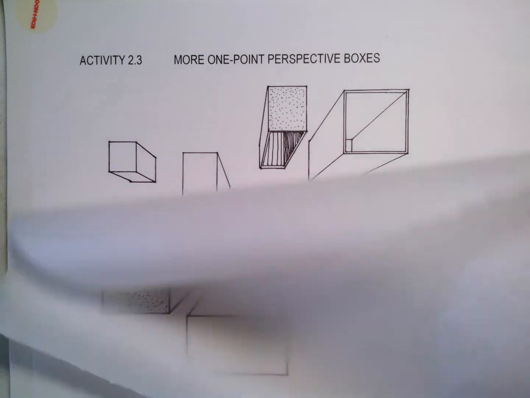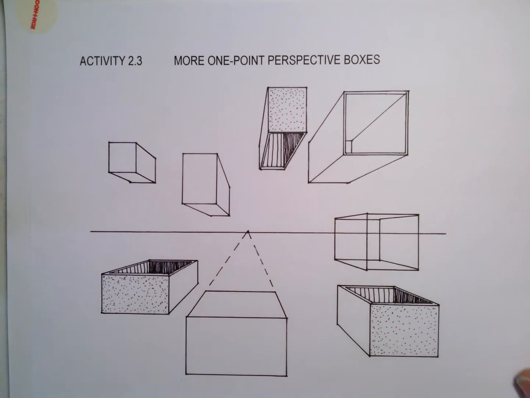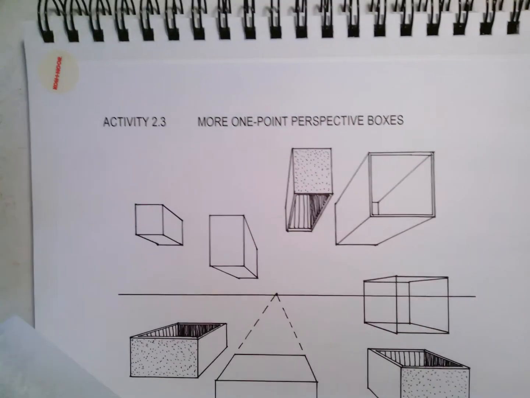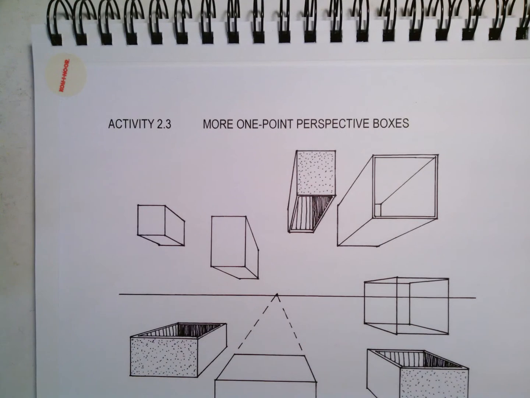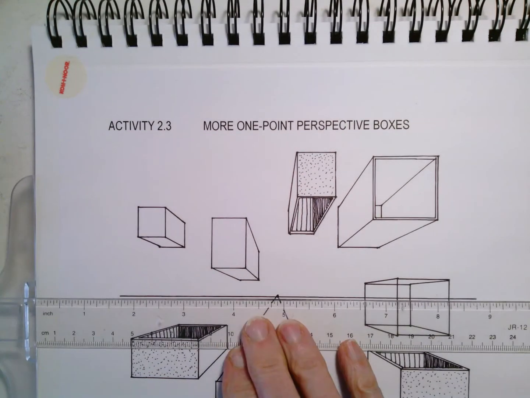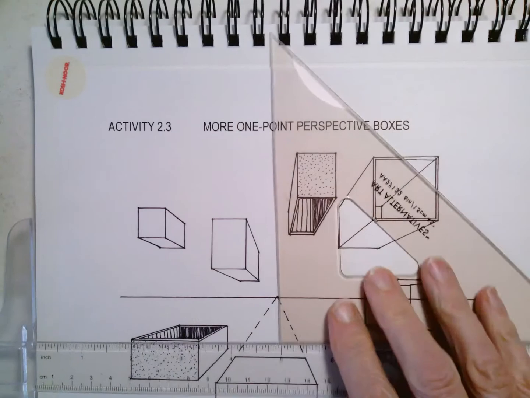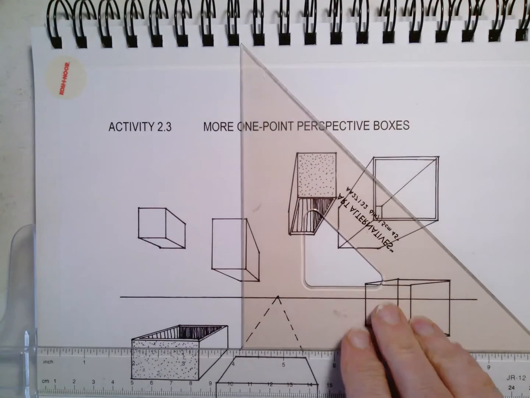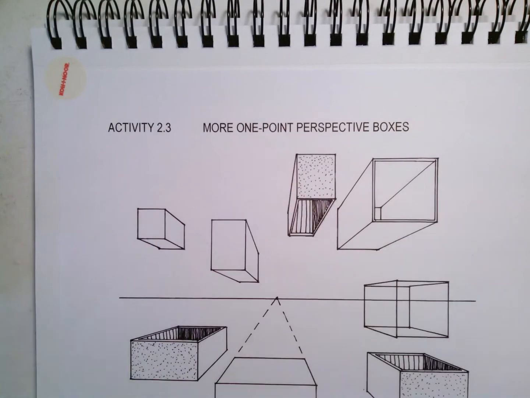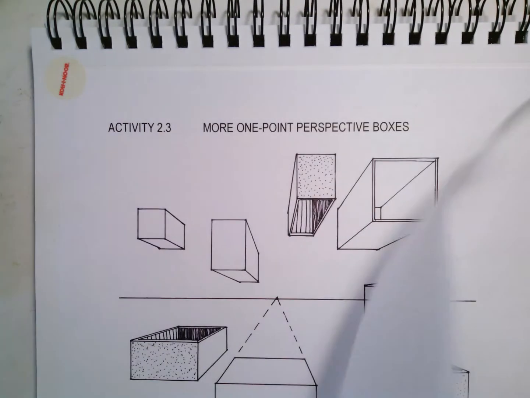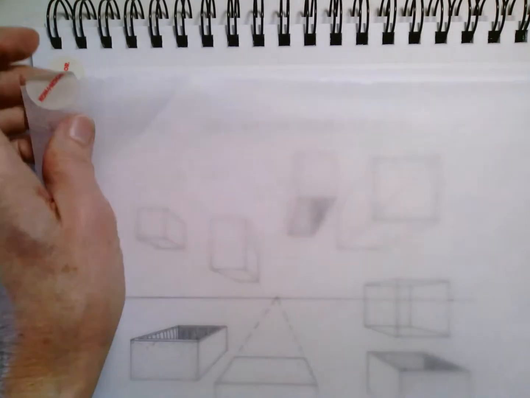You can see I've just taped this down using my drafting tape. I'm actually using my T-square to get the horizon line straight, and I also have a small triangle I'm going to use. So those are the tools I'm going to use. We're going to get started here with our tracing paper right on top.